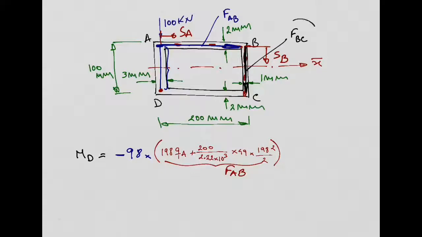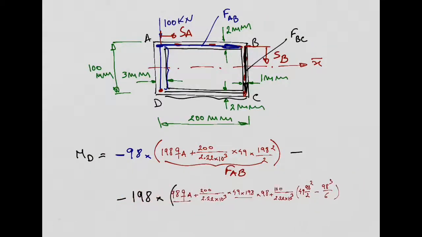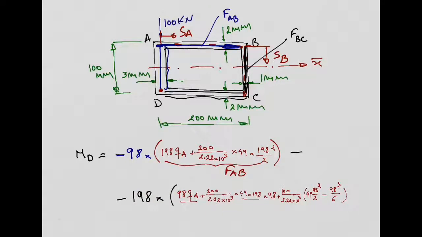Now I need to add the contribution of my force FBC for the moment. It's going also to be minus. So the distance I need to consider now is this distance here from here to here, which is 198. And now I need to include here the force FBC, which we calculated before, is this one, which I can copy and paste here, right? And this is the total moment produced by these two forces about point D.